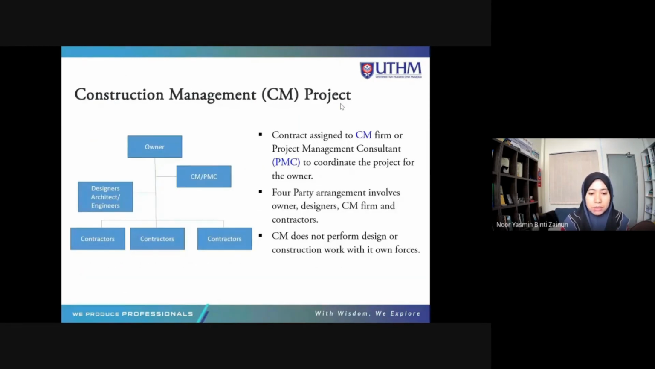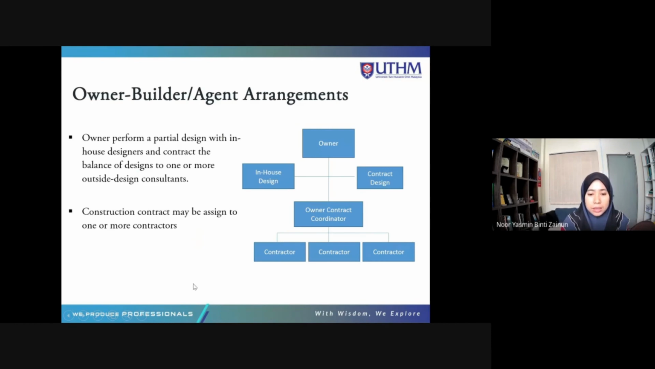The other one is the construction management project, CM project. Okay, so in this one, the project owner has communication with both the designers and the construction management. Okay, and they work together to hire the contractors, right? And the builders or agent arrangement or CM at risk.